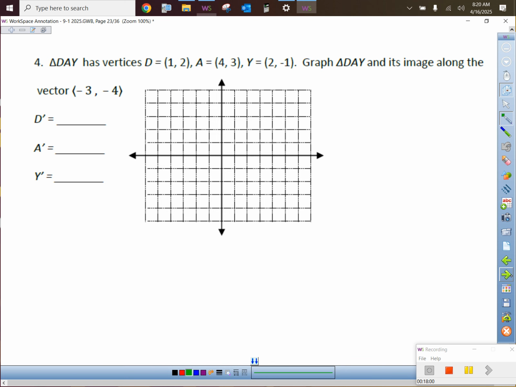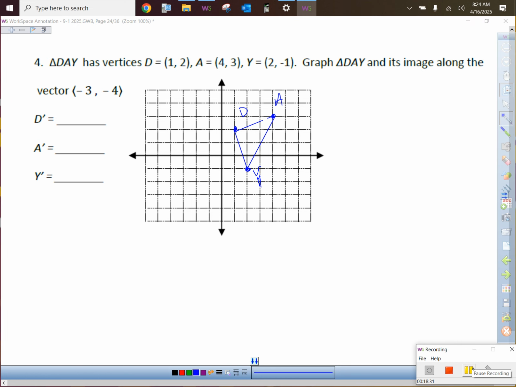So let's do that here. Let's graph triangle DAY. So here we go. D's at 1, 2. And A's at 4, 3. And Y is at 2, -1. Connect those together. Connect those together.